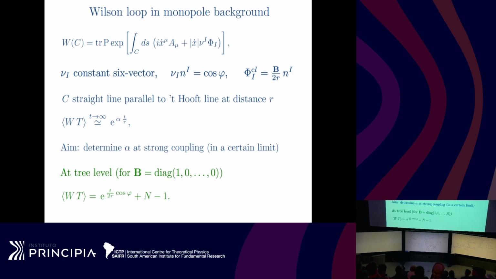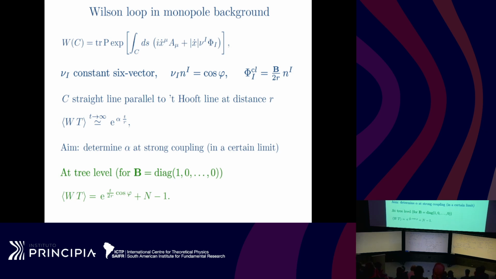Okay. And now we want to compute the expectation value of the Wilson loop in the background of the 't Hooft loop. And we expect that it will have this exponential behavior here. With the conformal theory that we have, we don't really have other possibilities. And our aim will be to determine this α here, not only perturbatively, but actually at strong coupling in a particular limit.